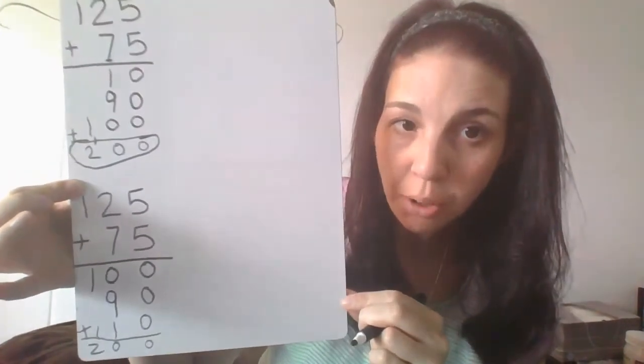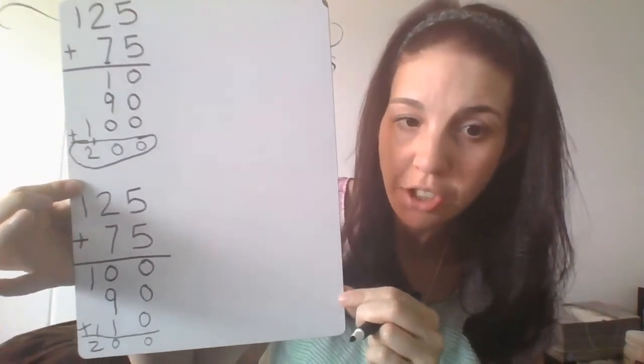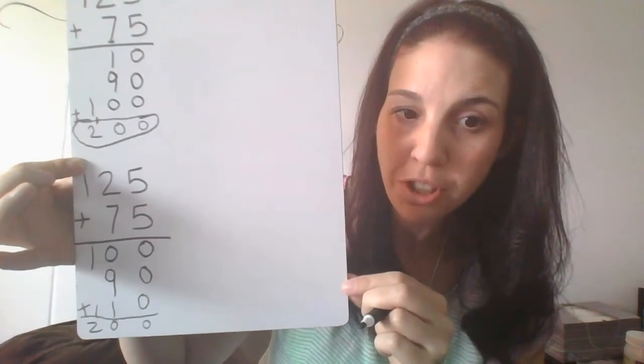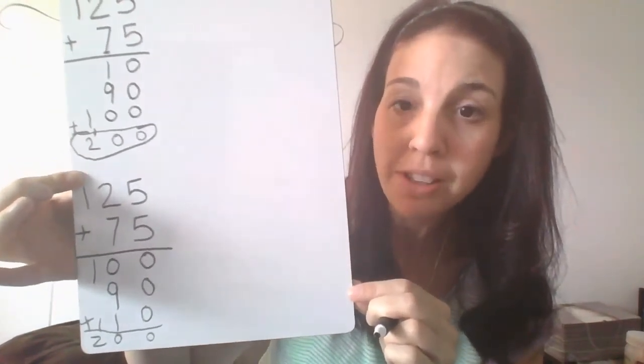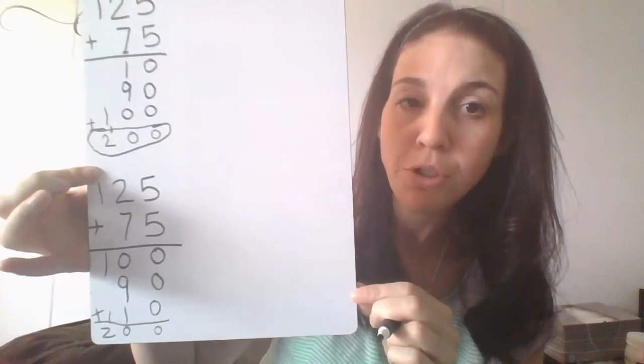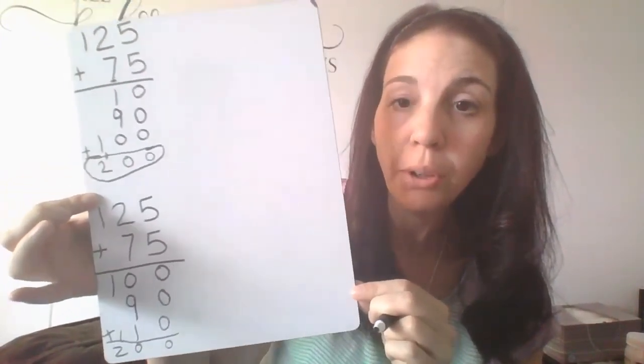Or you can add your ones, and then your tens, and then your hundreds. This is a special strategy, totals below. That was our objective, to learn this new strategy and be able to show it. So now you will go to the exit ticket and show me what you've learned. And please let me know if you have any questions.